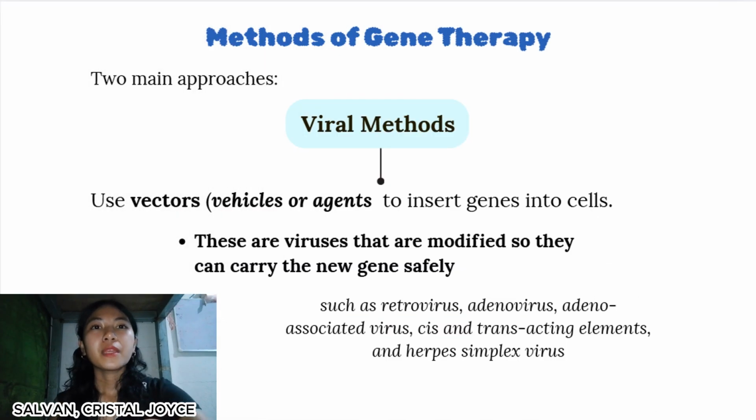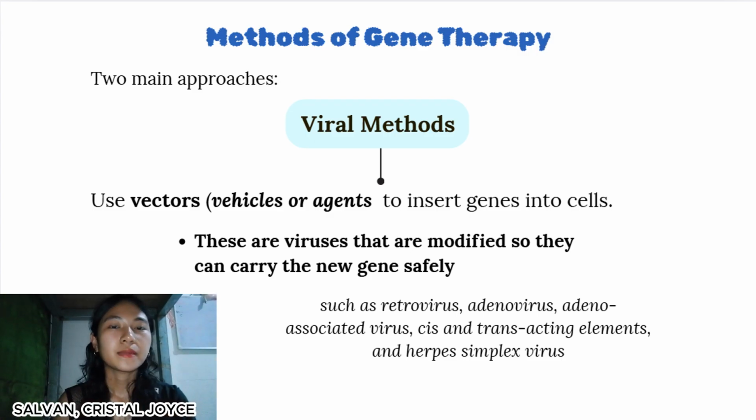So now, let's talk about the methods of gene therapy. There are two main methods of gene therapy. We have viral and non-viral. So for viral methods, this uses modified viruses that act as vectors to safely deliver the new gene into the cells. For example, retrovirus, adenovirus, and herpes simplex virus.